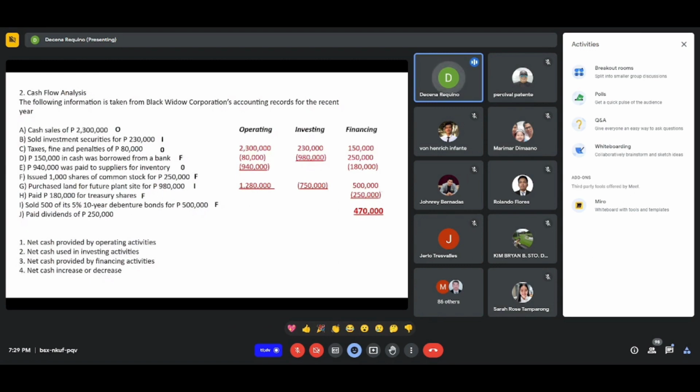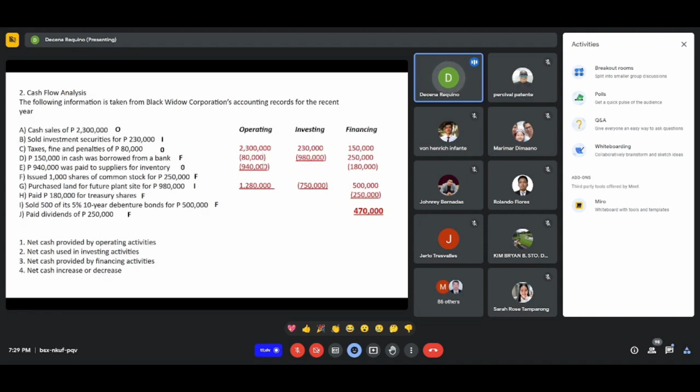Then yung letter J, nagbayad ka ng dividends of 250,000. Pag dividends, equity account siya. So under din siya ng financing activity. So itong 250,000, since nagbayad ka, pabawas sa cash, under dito financing. So magle-less ka ng 250,000.